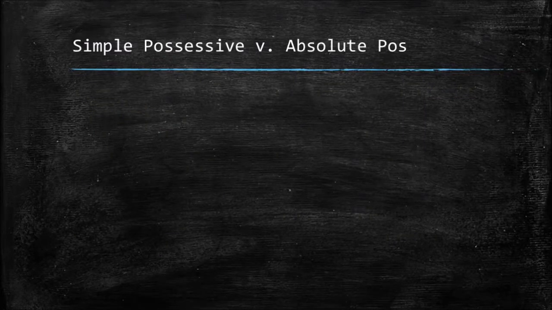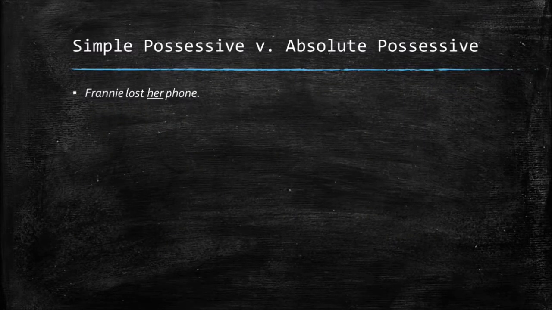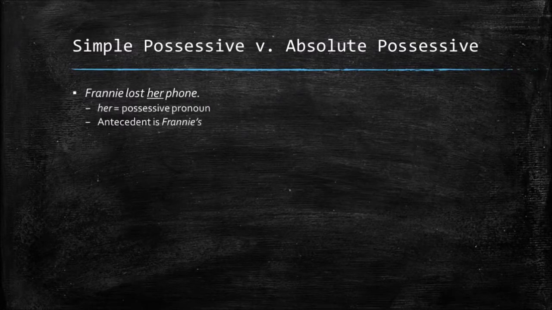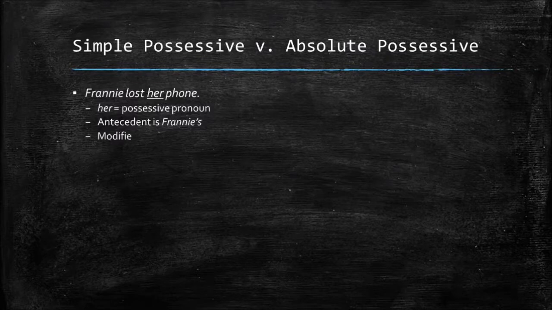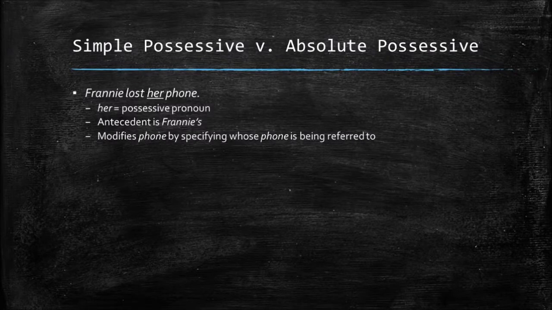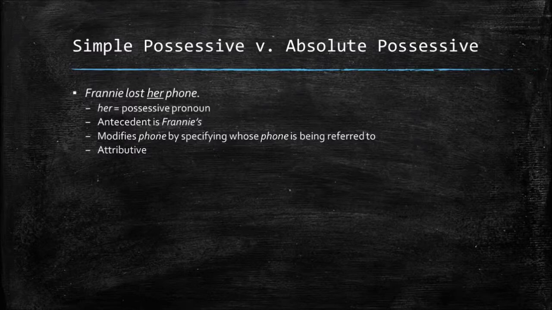To clarify that, let's look at some more examples. Franny lost her phone. Her is a possessive pronoun. It's a simple possessive pronoun. Its antecedent is Franny's because I could insert that into the slot in the sentence. Franny lost Franny's phone. It modifies phone by specifying whose phone is being referred to. So since it's modifying and not standing alone as an actual thing, it's an attributive.